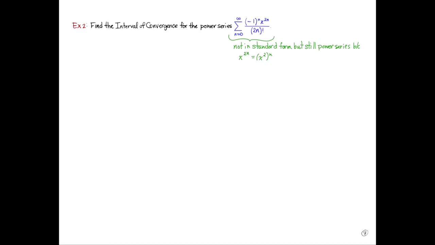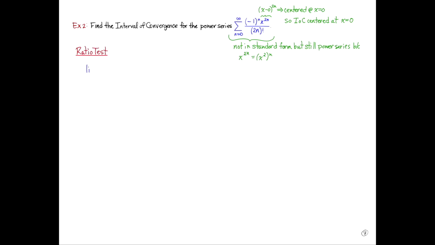Even though we don't have it in the form of (x minus a) raised to the nth, we can still determine where this is centered because instead of x, really what that is is (x minus 0) raised to the 2n. And so this power series is centered at x equal to 0, which means that whatever interval of convergence we find, it has to be centered at x equal to 0. We'll begin with the ratio test.